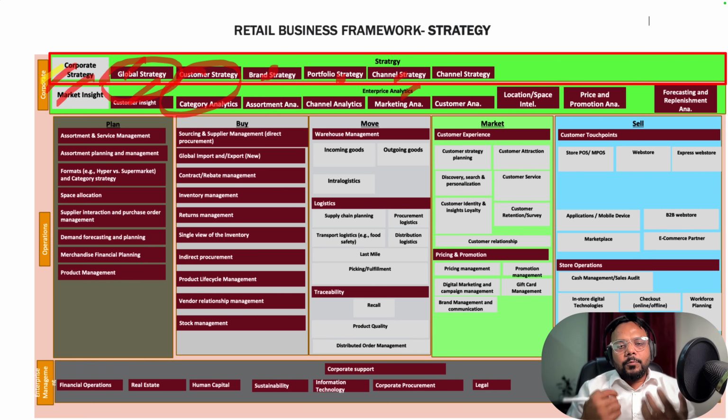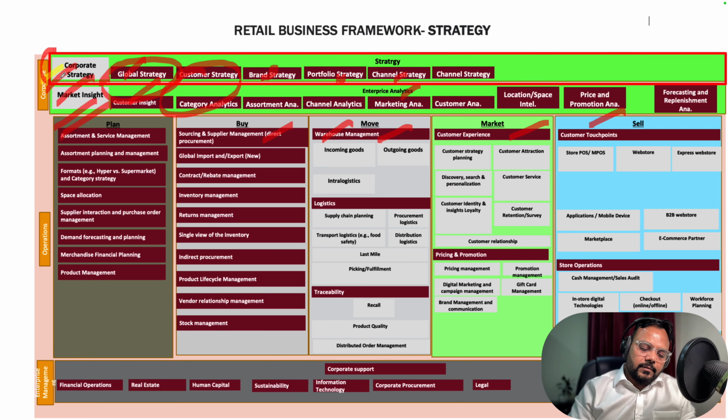These strategies are supported by enterprise analytics. That's another important point that I want to highlight. On what basis are these strategies made? Enterprise analytics provides data-driven insight across customer behavior, category performance, assortment, channel, marketing, location, price, and promotions. There are different segmentations or data lakes based on which the reporting is made, which supports the corporate executives to define the strategy that we were talking about.